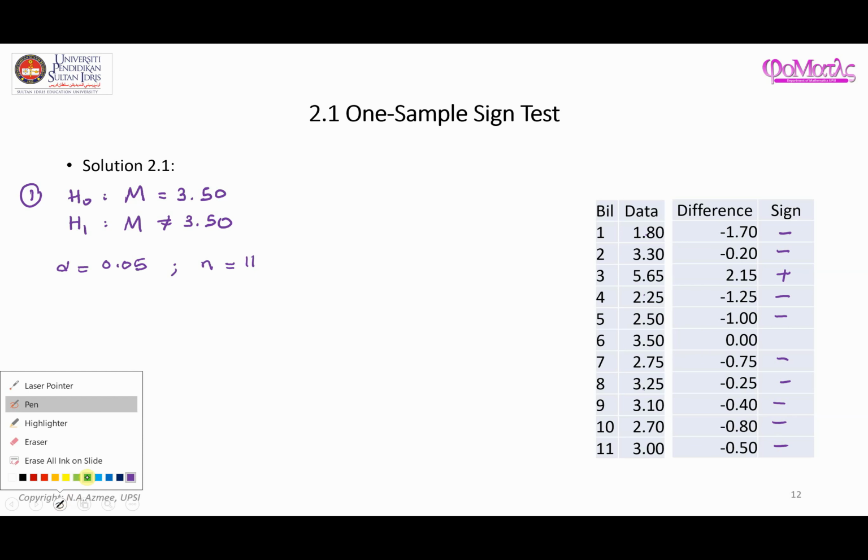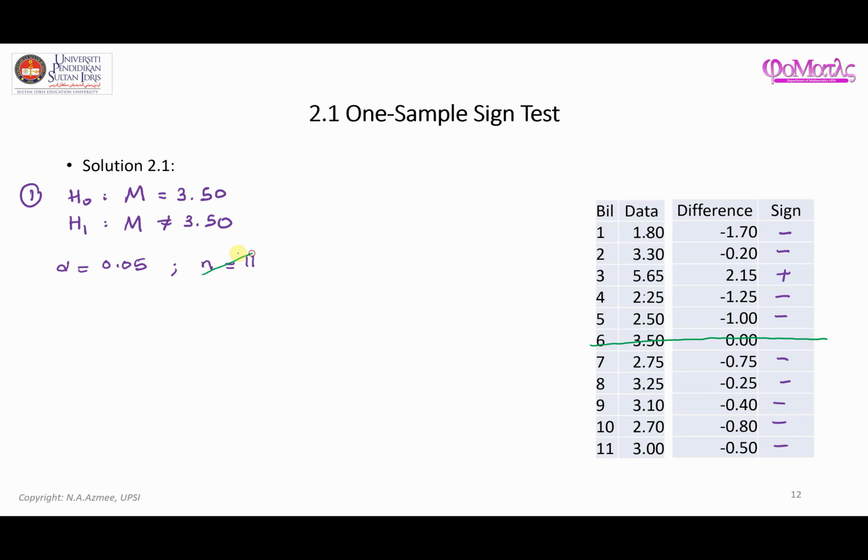Now, what happens to a zero value of difference? When you have a zero difference, you need to eliminate it from your data set, and therefore the sample size has to be reduced accordingly. So instead of having sample size equal to 11, our sample size now becomes 10.